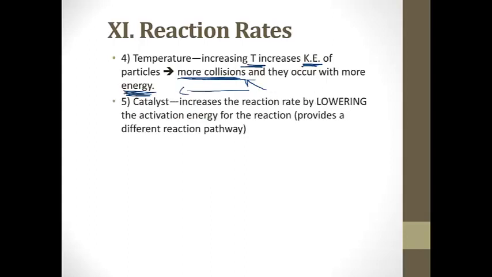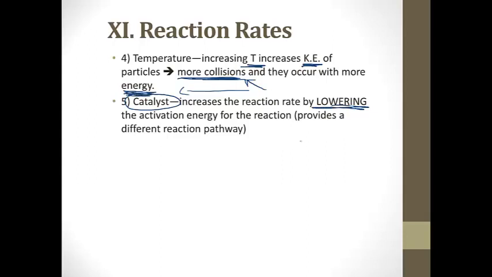And the fifth thing you can do, use a catalyst. What's a catalyst do? Remember, a catalyst does not get changed in the reaction. It can participate in the reaction. How does it make the reaction go faster? Simple. It lowers the activation energy. In other words, it gives the reaction a shortcut.